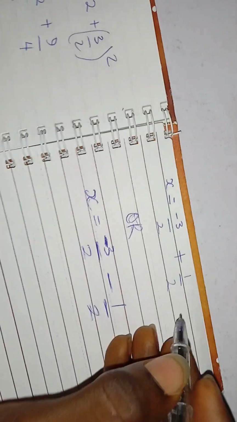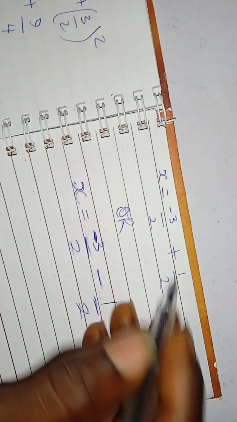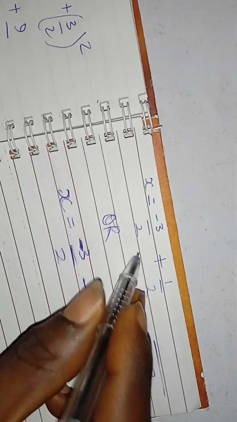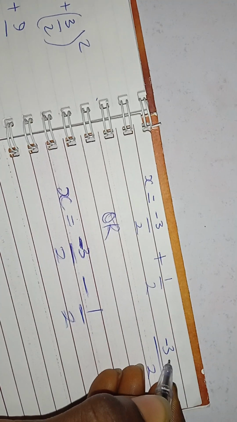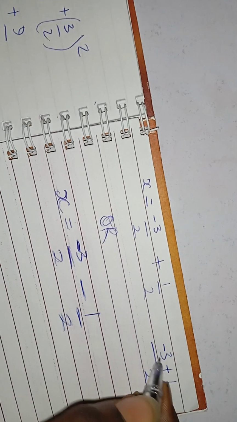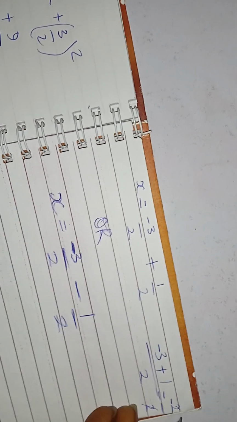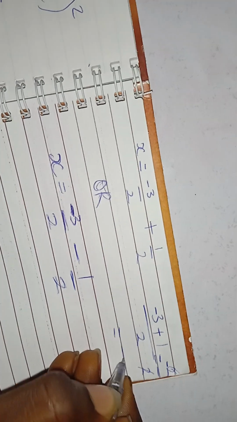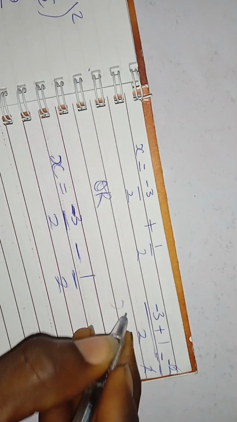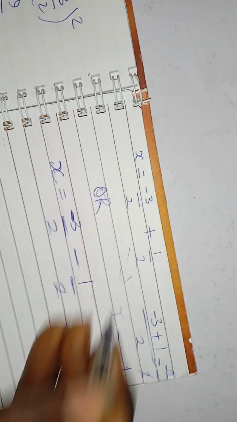So that means that when x is equal to minus 3 over 2 plus half, we ask ourselves, what is the LCM here? It is 2. Now 2 into this is minus 3 plus 1. And this is the same thing as saying minus 2 over 2. Cancel. So this becomes minus 1. x is equal to minus 1.